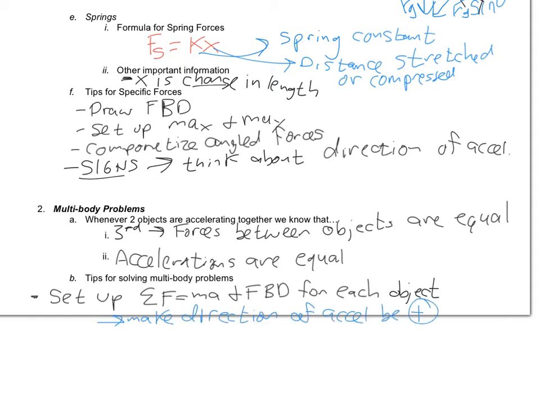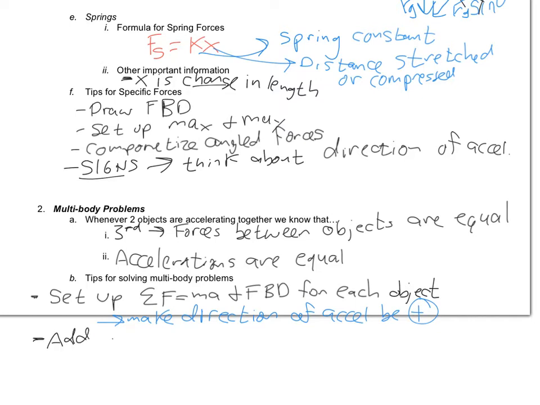While we're doing that F equals ma, the one tip that I would say, and you don't necessarily have to do this, but I think it's easiest, is to make the direction of the acceleration positive. So whatever direction the object is accelerating, even if it's left or down, make that be the positive direction and go from there.